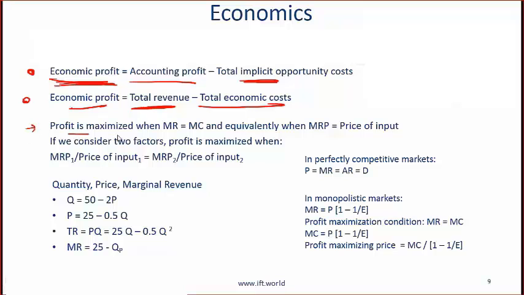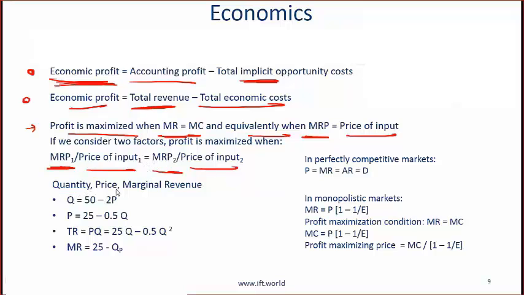Extremely important to recognize that profit is maximized when marginal revenue is equal to marginal cost. And another way of stating this is that the marginal revenue product is equal to the price of input. If you have multiple factors, then profit is maximized when the marginal revenue product from input 1 divided by the price of input 1 is equal to marginal revenue product of input 2 divided by the price of input 2. The classic example that comes in is multiple types of labor, where one input is unskilled labor, another input is skilled labor. Then profit maximization happens when these ratios are equal.